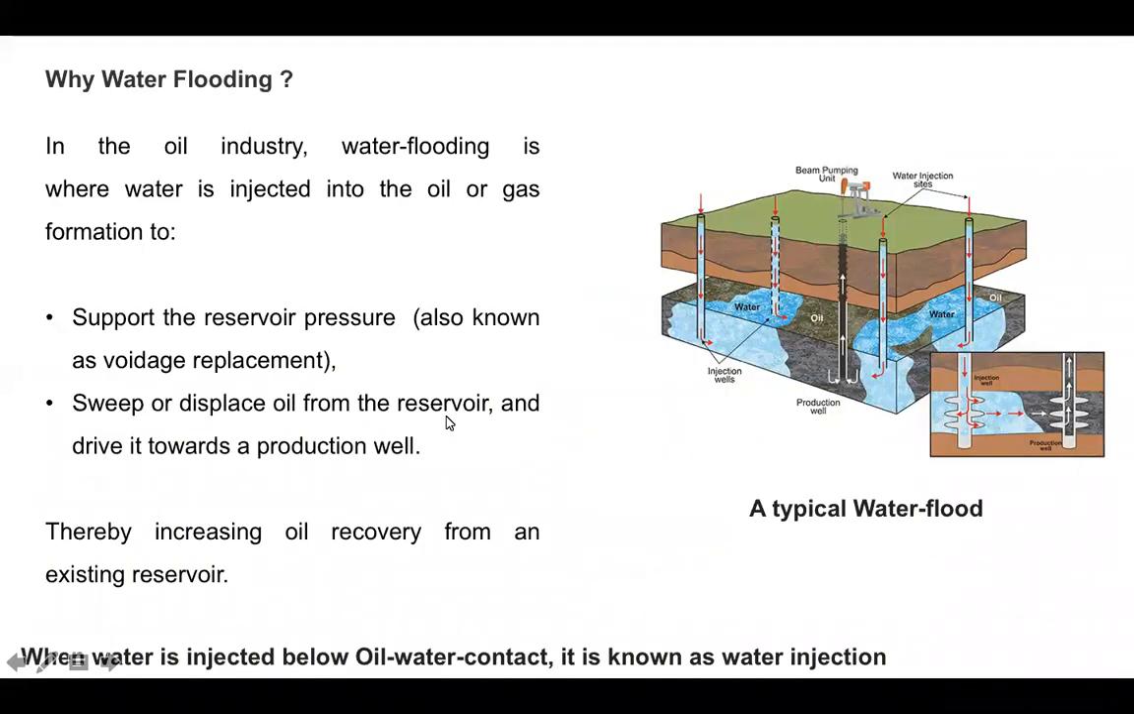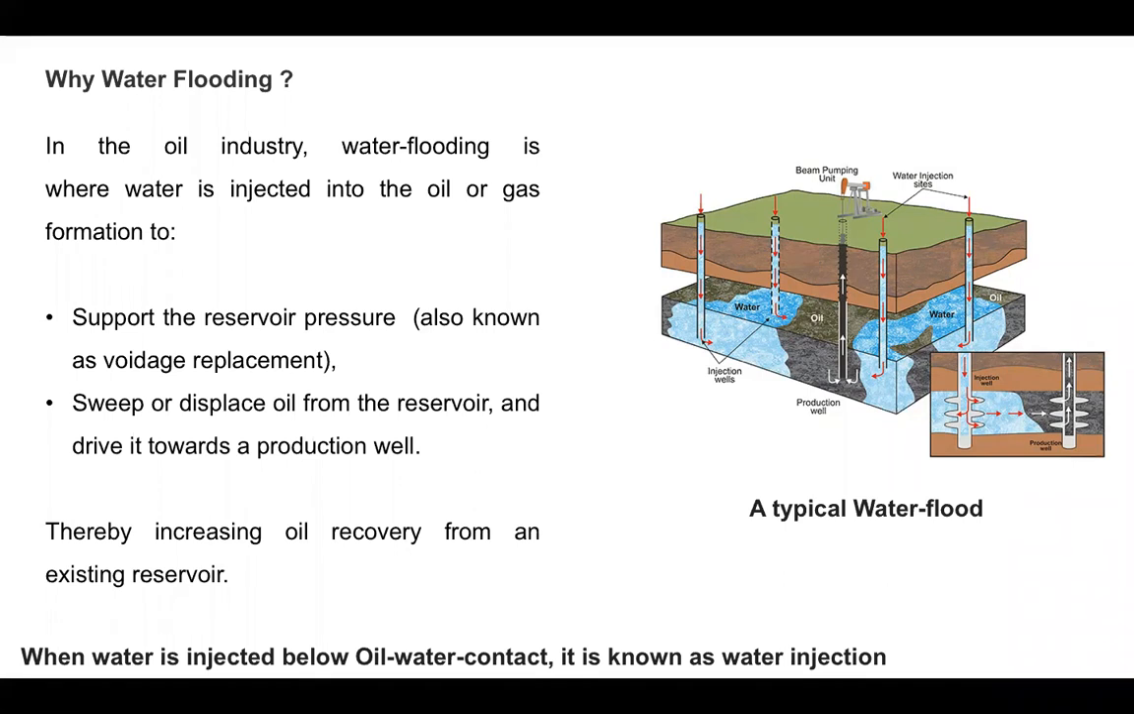Okay, so most of you present here might be knowing what water flooding is. Water flooding is when water is injected into the oil or gas formation to do what? To support the reservoir pressure. So when we extract hydrocarbon from a reservoir, we are creating a void in the reservoir which needs to be replenished, and that is done by flooding the reservoir with water.